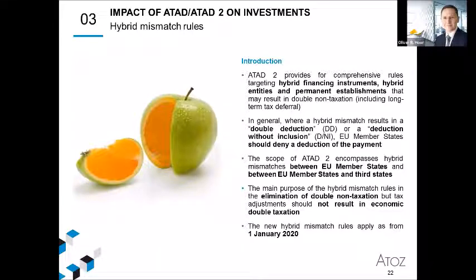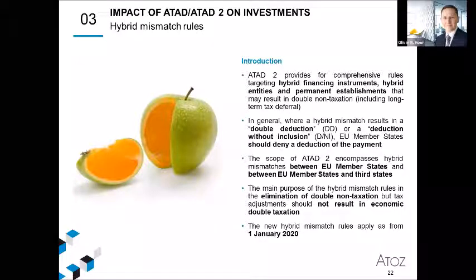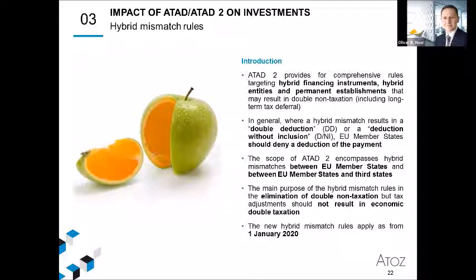Now looking at the hybrid mismatch rules. The hybrid mismatch rules have been provided in the second anti-tax avoidance directive, which provides comprehensive rules targeting hybrid financing instruments, hybrid entities, and hybrid permanent establishment situations that can result in double non-taxation. That means double deductions or deductions without inclusions. So the rules apply in regard to mere EU transactions, but also in the context of EU and third countries. And probably just a word on what hybrid mismatches are. Hybrid financing instruments are financing instruments that are treated as debt in one jurisdiction and as equity in the other.